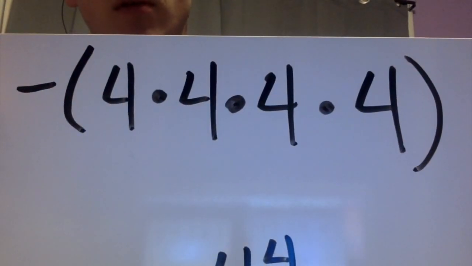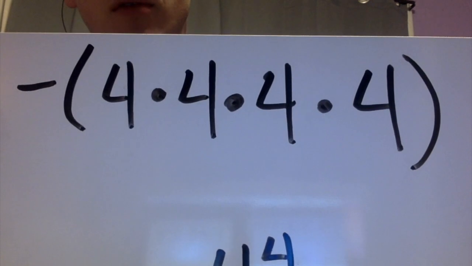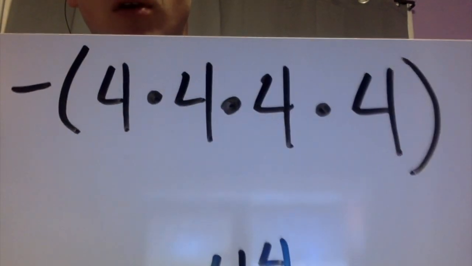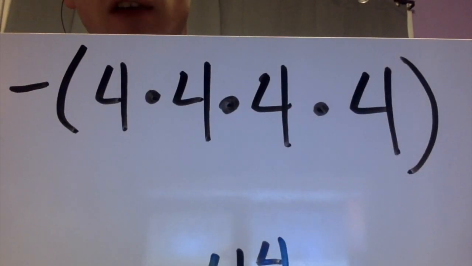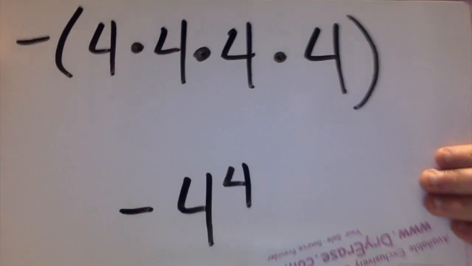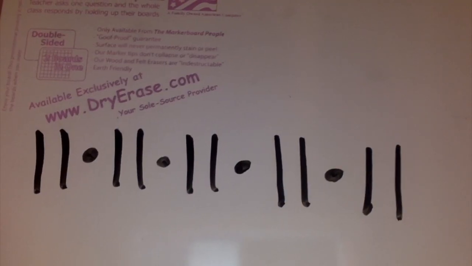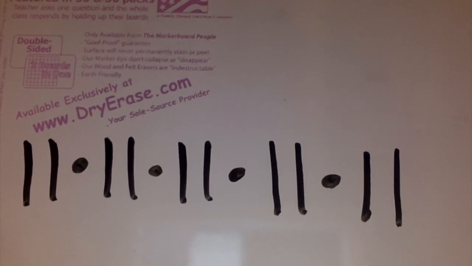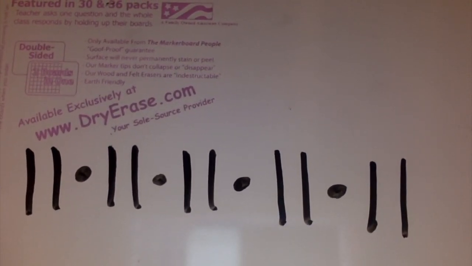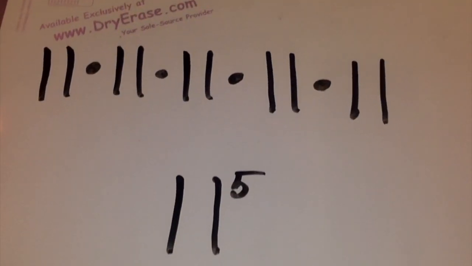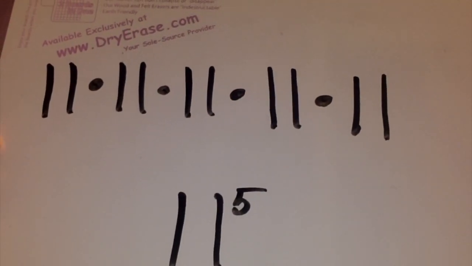To start here, we're going to take negative 4 times 4 times 4 times 4. Since the negative is on the outside, we take 4 to the fourth, then we take our negative times that. Our problem here is 11 times 11 times 11 multiplied 5 times. Therefore, since it's multiplied together 5 times, we get an answer of 11 to the fifth.